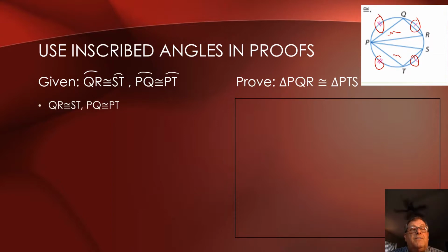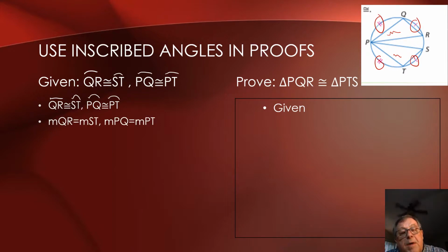All right, so there's our given statement. Arc QR is congruent to arc ST, and arc PQ is congruent to arc PT. Well, we should know by now that when we start off proofs, that's the given. We're going to start with the given, and we're going to end with the proof. All right, so then we could say that the measure of arc QR is equal to the measure of arc ST, and the measure of arc PQ is equal to the measure of arc PT.